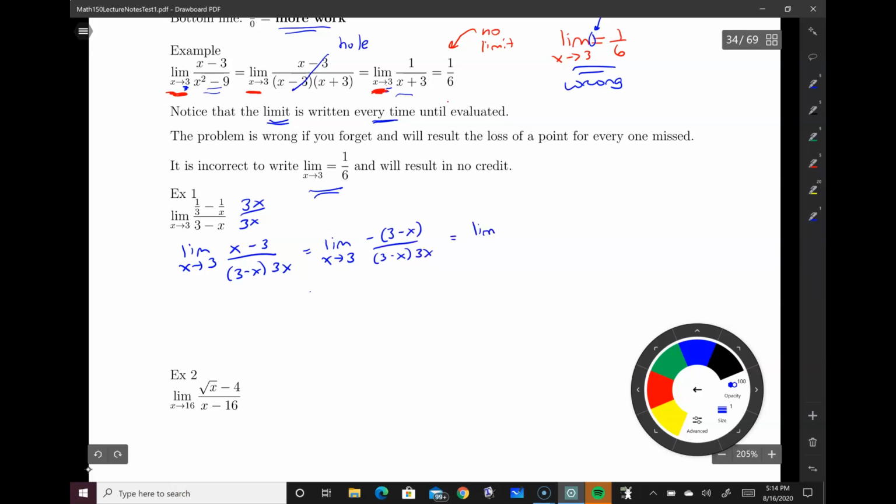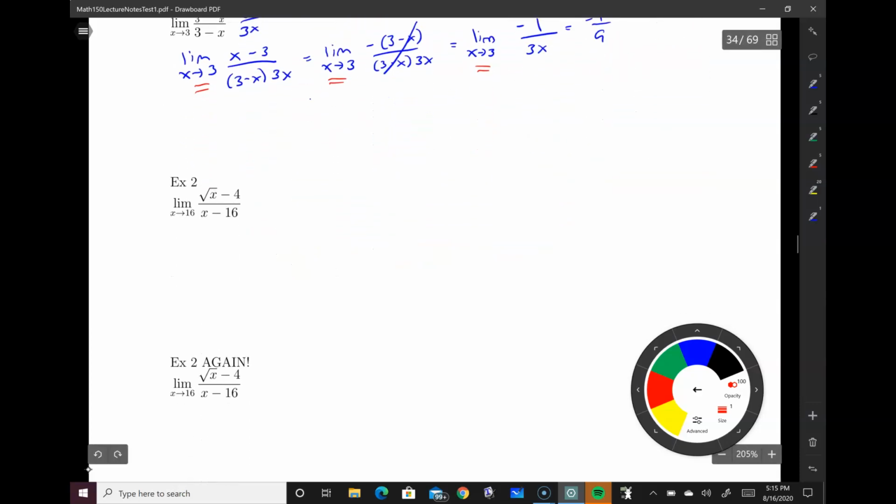So again, limit every single time. When I cancel these two, I get a negative 1 left on the top. Now I'm going to evaluate at 3, so I get negative 1/9. So notice, limit here, limit here, limit here, no limit here. I really want you to watch how I'm writing it so that you're writing it to get full credit when you're doing your work.